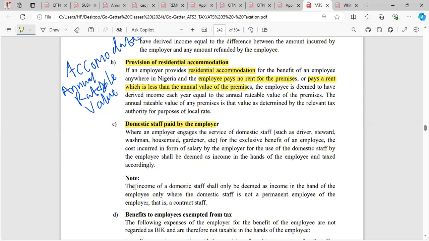Now, there is a note of caution here. The income of a domestic staff shall only be deemed as income in the hand of an employee where the domestic staff is not a permanent employee of the employer. That is a contract staff. So if the cleaner, the maid, and others are contract staff, but the company is the one paying them, then the person who is enjoying the benefits of their service, it is seen as income in his hand. But if they are permanent staff, then they will answer their own name. They will be paying their own tax, and it will not be seen as income in the hands of the other employee.